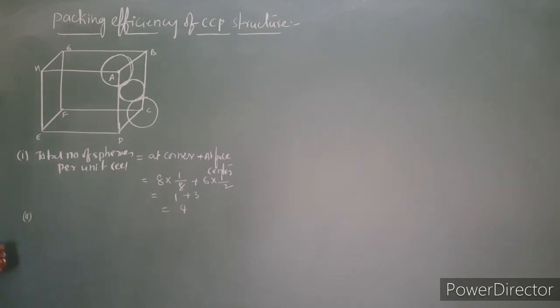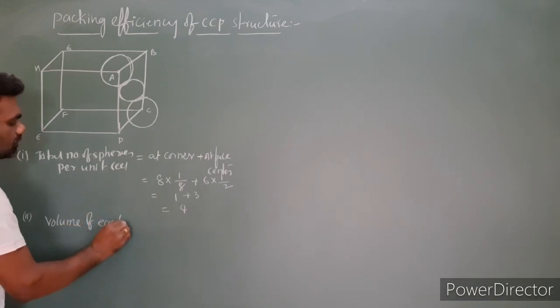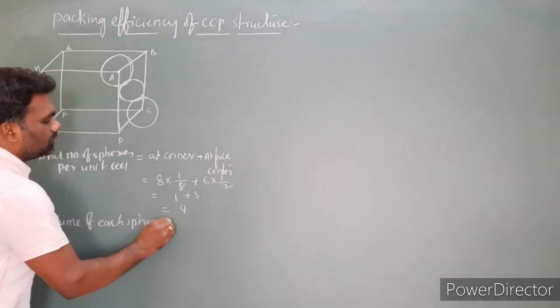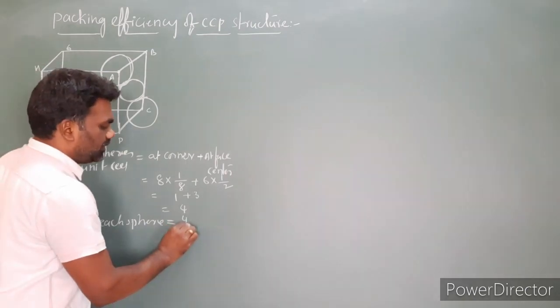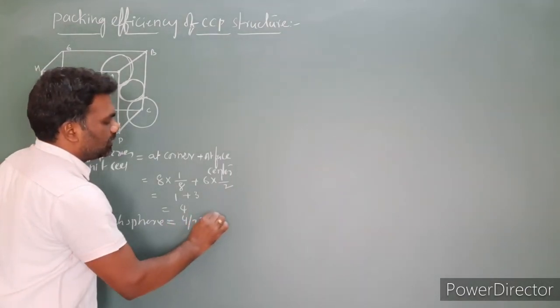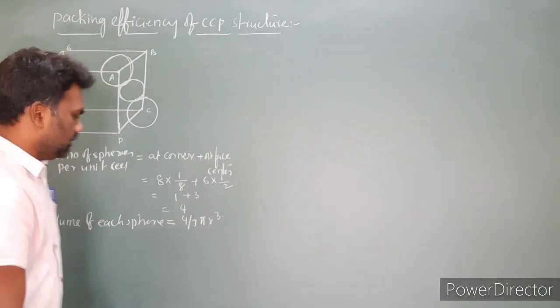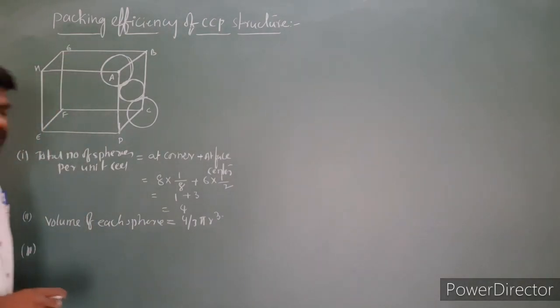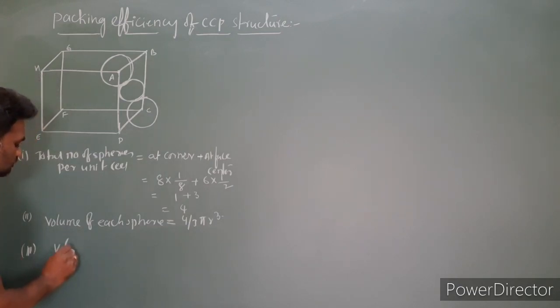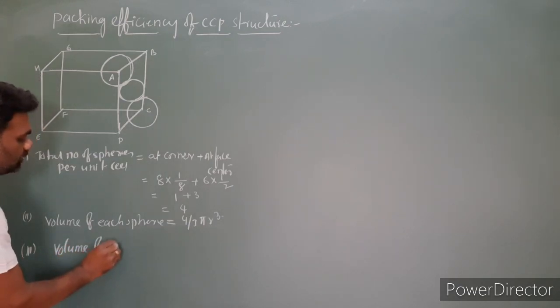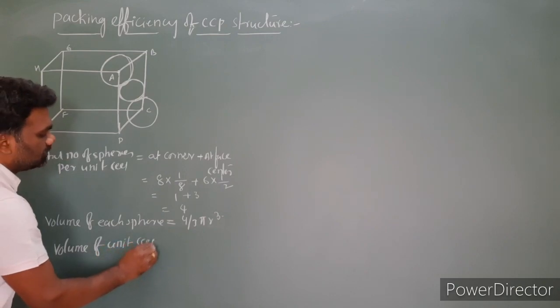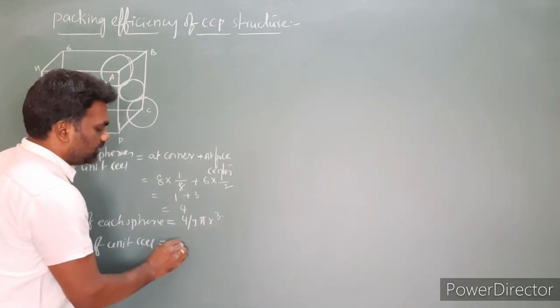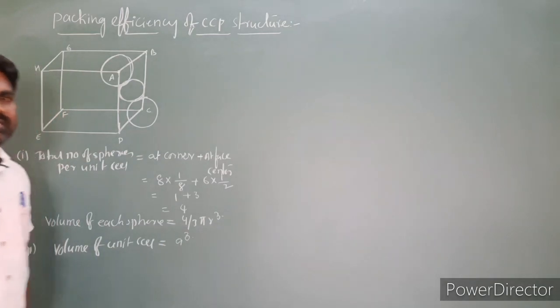And the second point is volume of each sphere. What is the formula we have? The volume of each sphere is 4/3 pi r cube. This is the second point. And the third one is volume of unit cell. The volume of unit cell is a cube.